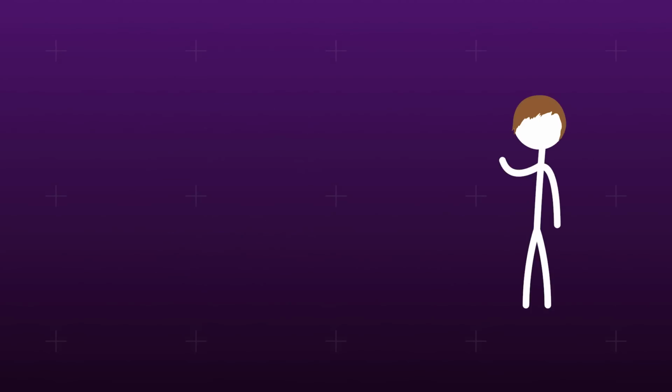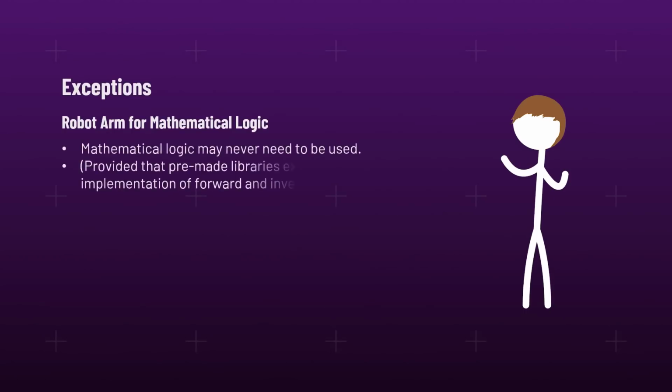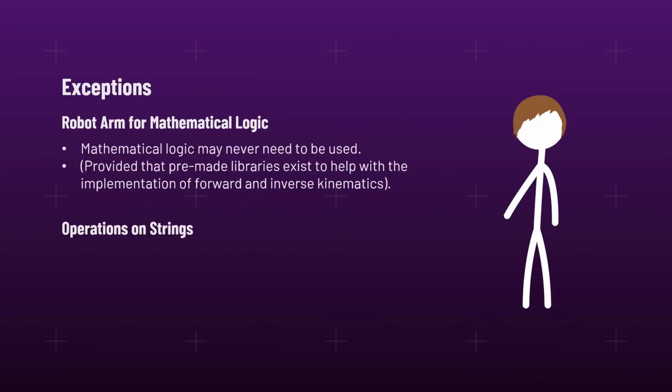Alright, so now that we're reaching the end of the video, I want to talk about some exceptions to things I've said. I used the example of the robot arm to explain when mathematical logic would be applied. In reality, you may never need to use mathematical logic to perform any actions with a robotic arm. If you have a library of functions to help you tell the robot what to do, then you are using a higher layer of abstraction, and the logic will become instructional again. This would usually happen to save the programmer from having to manually create algorithms to calculate the kinematics of the entire system.